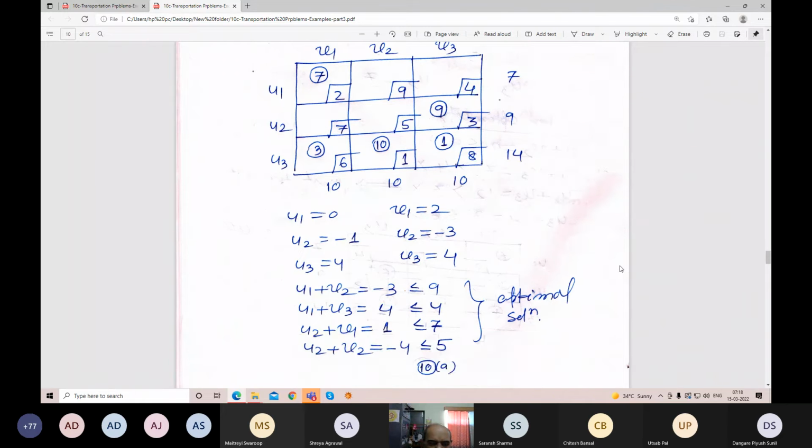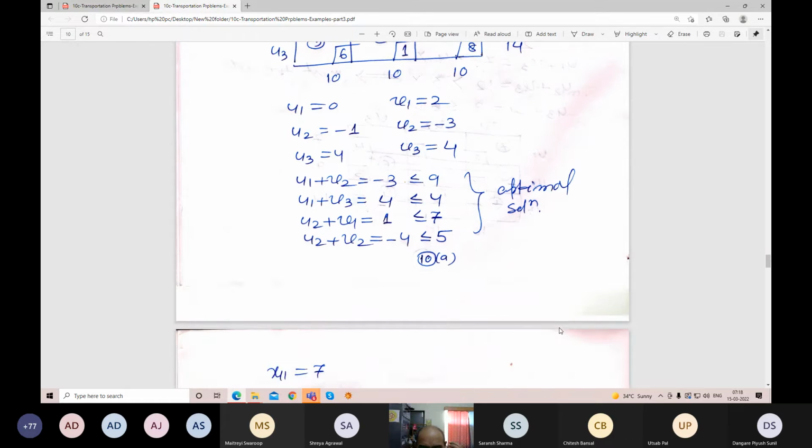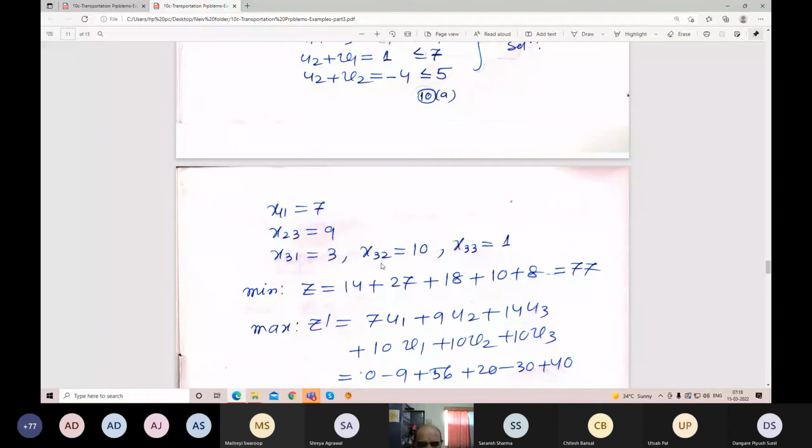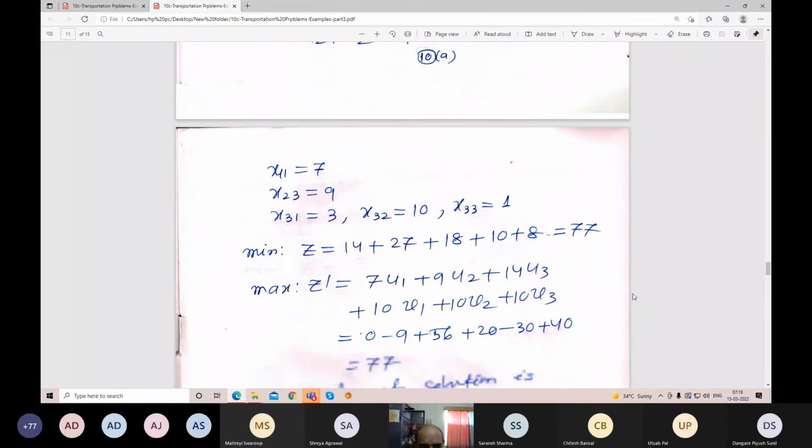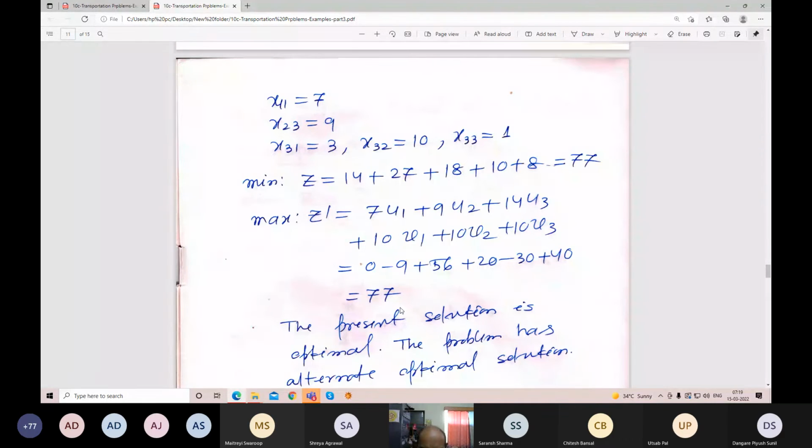So the final solution we are finding, the multipliers are like this: 0, minus 1, 4 for U1, U2, U3, and V1, V2, V3 are 2, minus 3, 4, and all are fulfilled. This is giving the optimal solution, and as you observe, the minimum value of Z is becoming 77, and the maximum value of Z dash is also becoming 77. So both are equal. This gives the complete solution. So I will stop here.